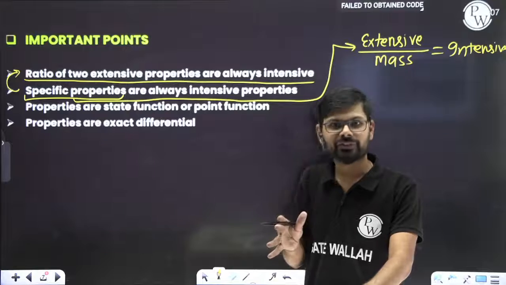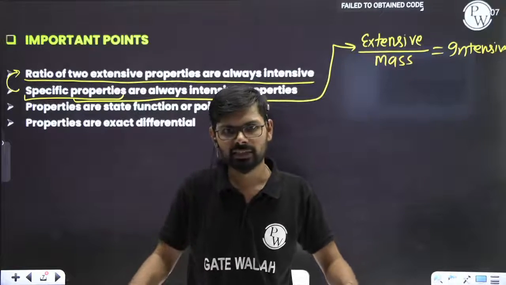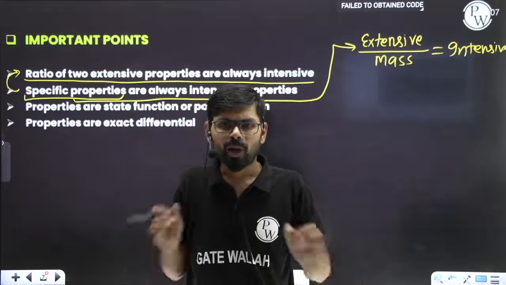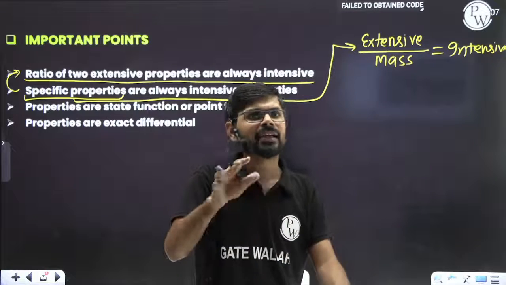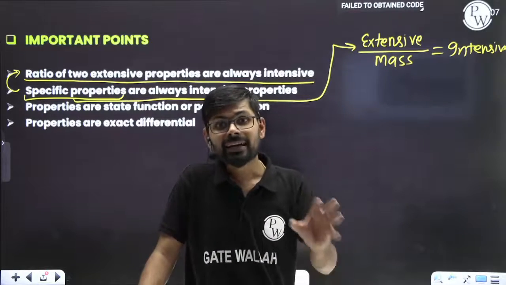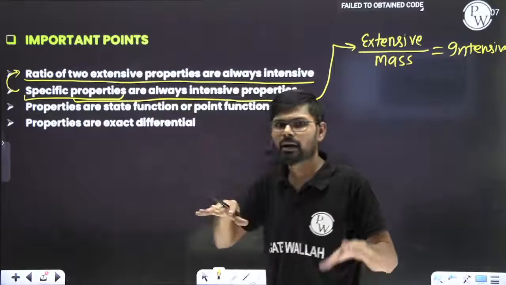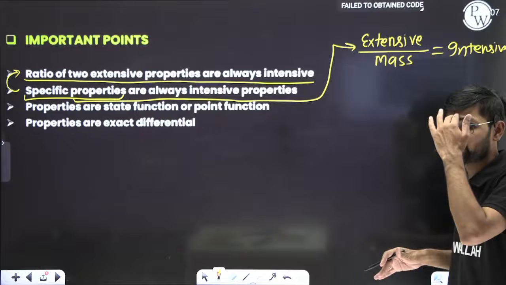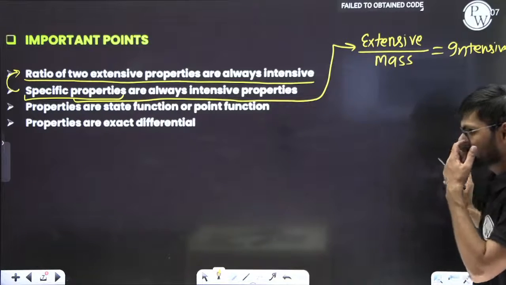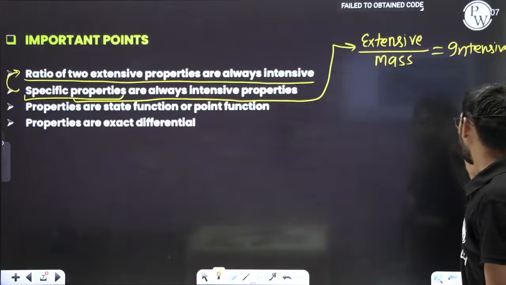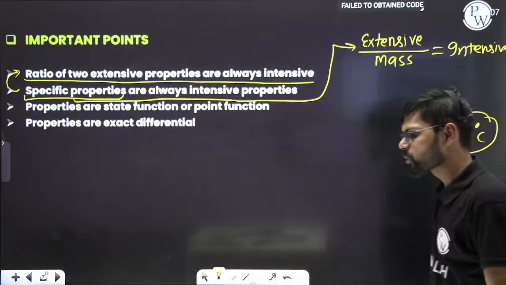These are point functions. Suppose in this room the temperature is 30 degrees. Whatever hotness or coldness is associated with 30 degrees does not depend on how it is achieved. For example, currently the AC is working here, though not perfectly, but okay, fine. Let's say the AC is working in this room and the temperature is 20 degrees.